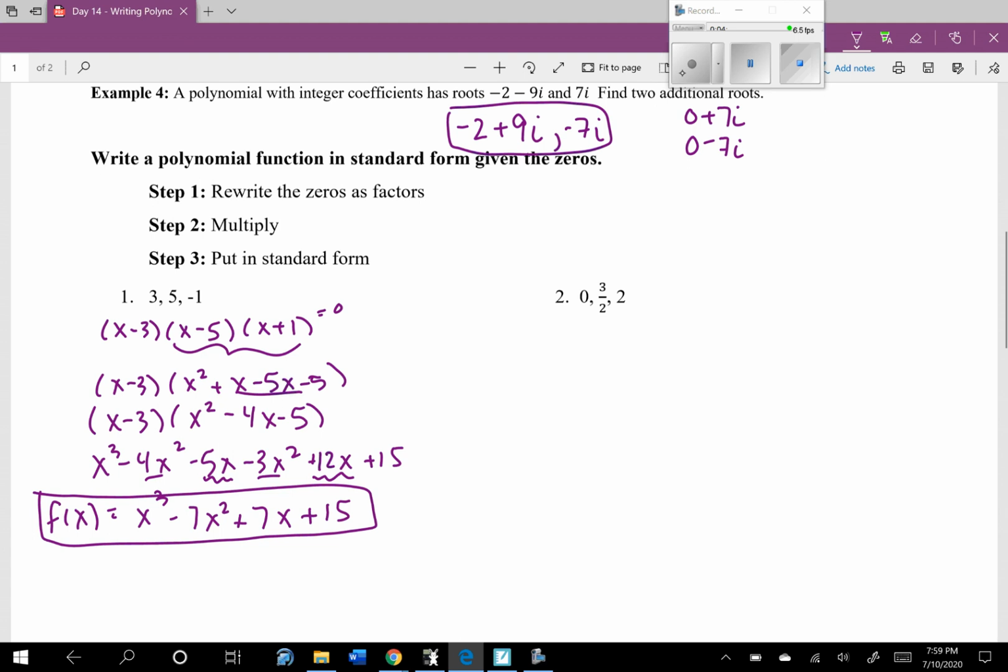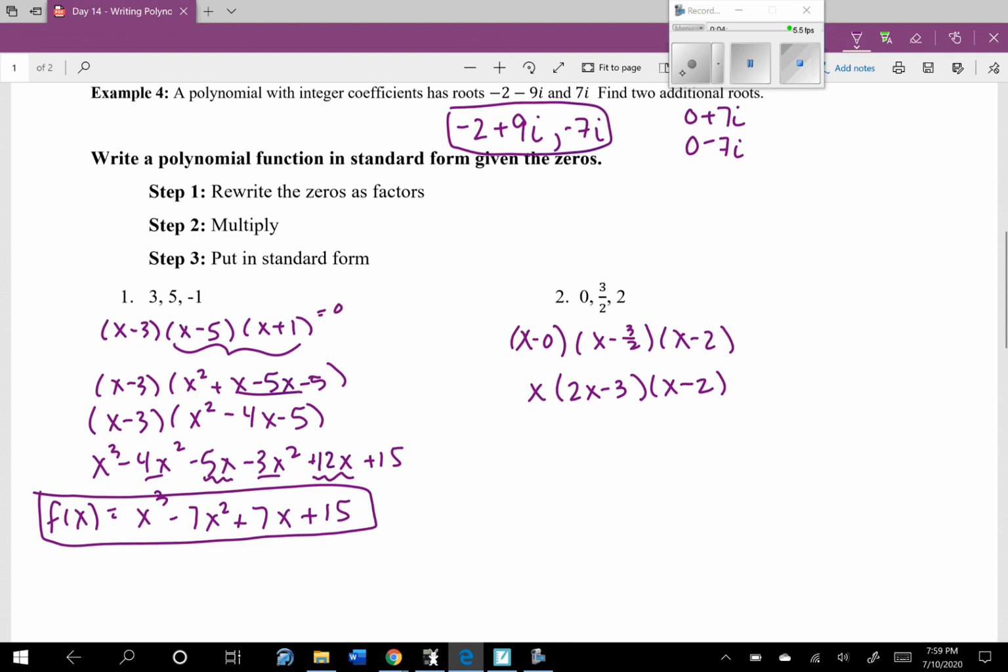So over here, go ahead and do number 2 on your own. When you're done, you can unpause the video and check your work. So here we have x minus 0, and then x minus 3 halves, and x minus 2. Of course, we don't want to leave it as a fraction, so we're going to rewrite this, and x minus 0 we don't need to write. So this would be 2x minus 3 and x minus 2.